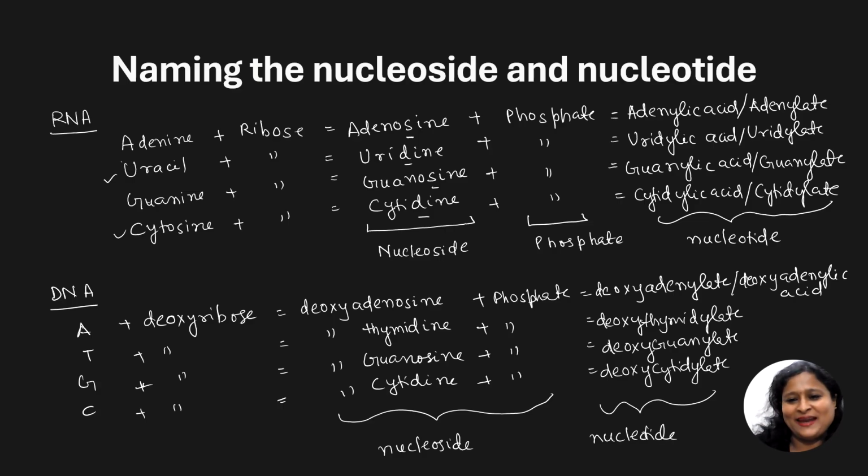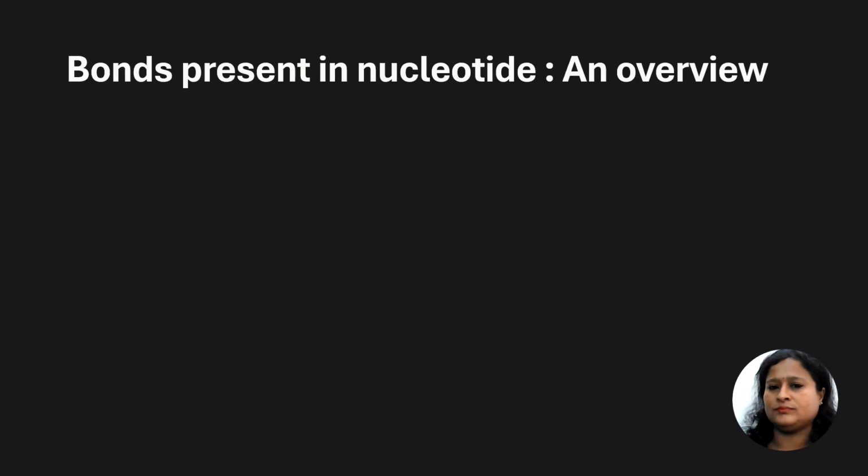Let's see the final part, that is how the bonds are formed and how the nitrogen base is reacting, where it is reacting, how the phosphate group is reacting. Let's see in the next slide. Let us now look at what are the bonds present in nucleotide. We will just have an overview here. Detail we will take in another lecture for the different types of bond present in nucleotide. But let's have an overview first.